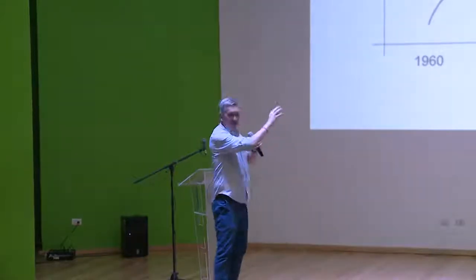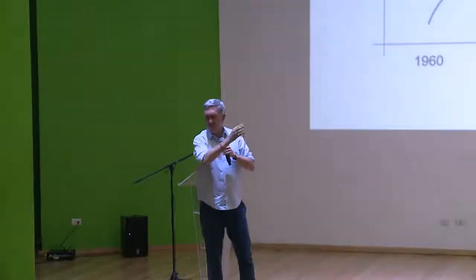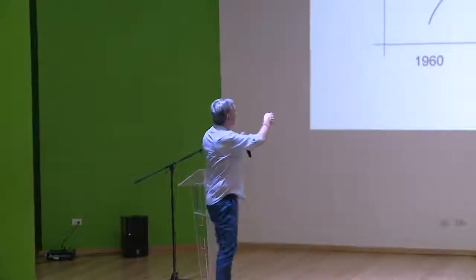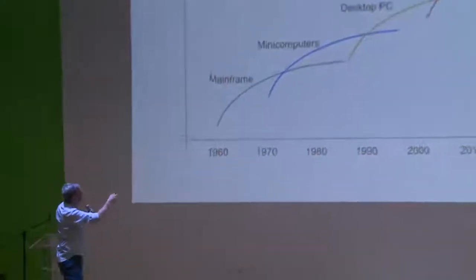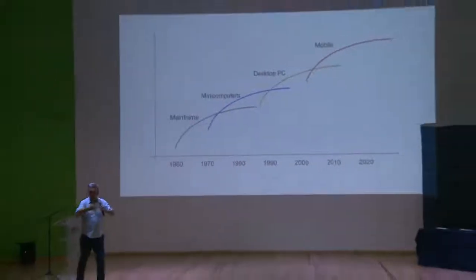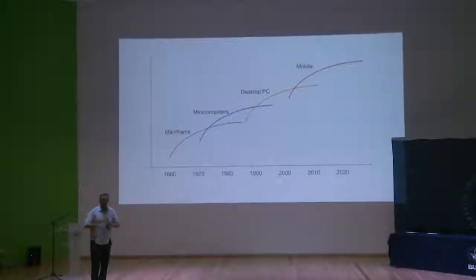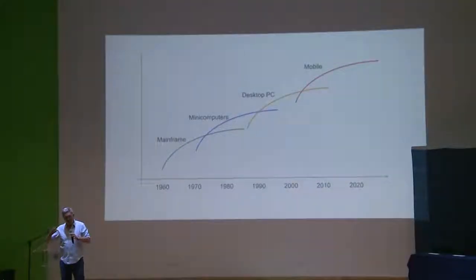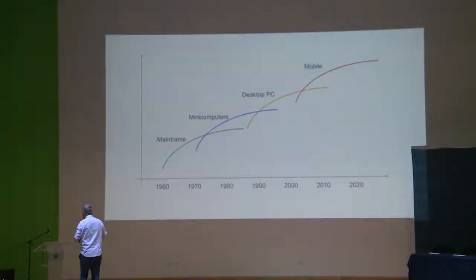We always see charts like this. I just made this one up. It's not accurate, but we always see this chart, right? How first there were mainframes, then there were minicomputers, then there's desktops. There's always this new thing that's going to come along and change the whole pattern. But I think there's something very interesting from the UX design point of view.